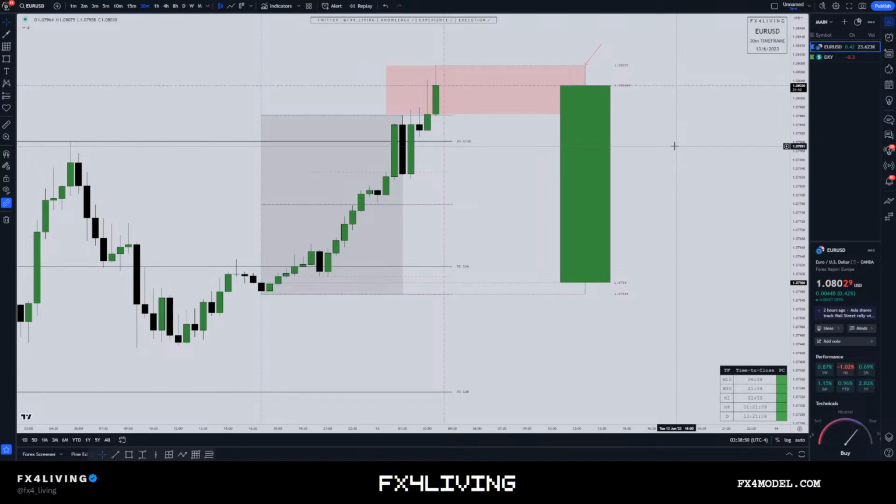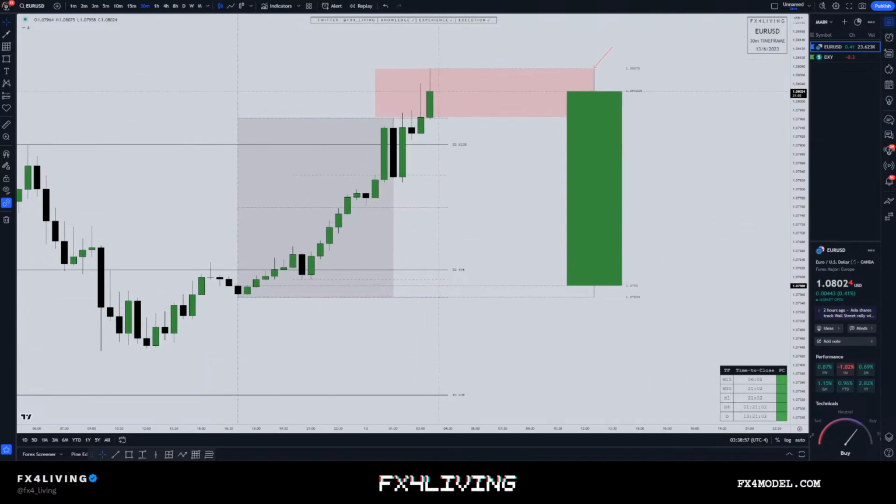In currency strength, USD is the weakest pair right now, and also in Forex sentiment, 59% are short. Yeah, makes sense, makes sense.